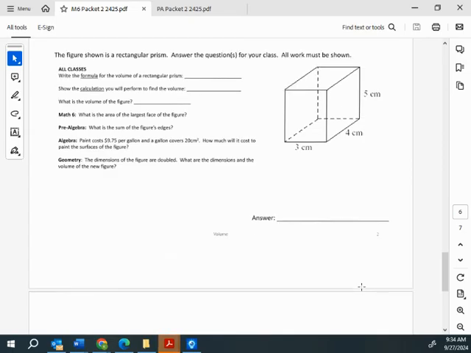Now we have a rectangular prism. It says for all classes, so we all have to do this top part, and then we're going to do the Math 6 question. So it says, write the formula for the volume of a rectangular prism. Emma, what was that formula for the volume? Length times width times height.